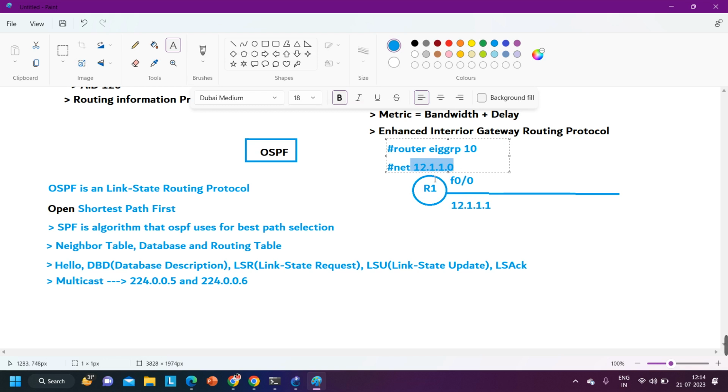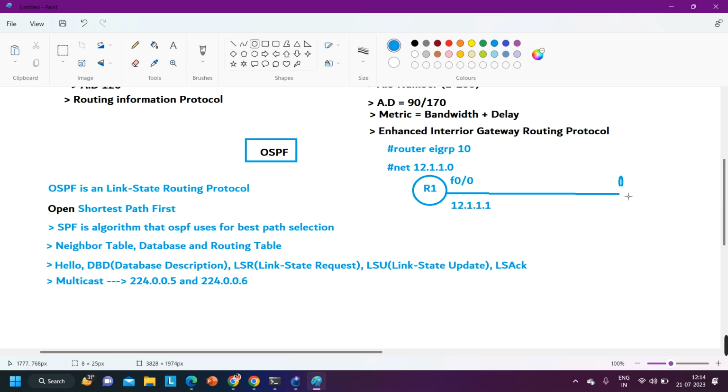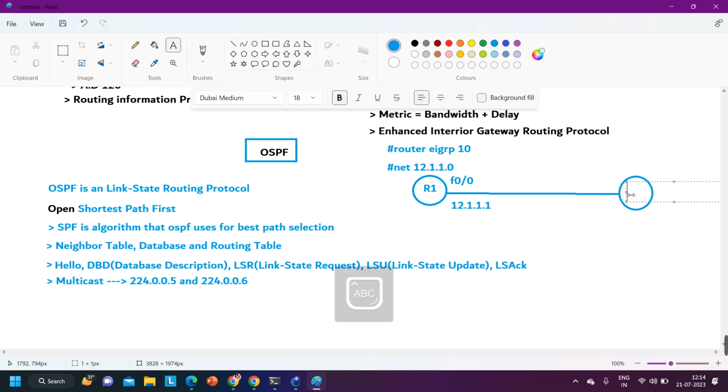This interface is actually joining the multicast group of EIGRP. This interface will join the multicast group of EIGRP, that is 224.0.0.9. Done. Now if I have one more router here, R2, and here the IP address is 12.1.1.2. On both routers I will run this command, router EIGRP 10, because the AS number should be the same.